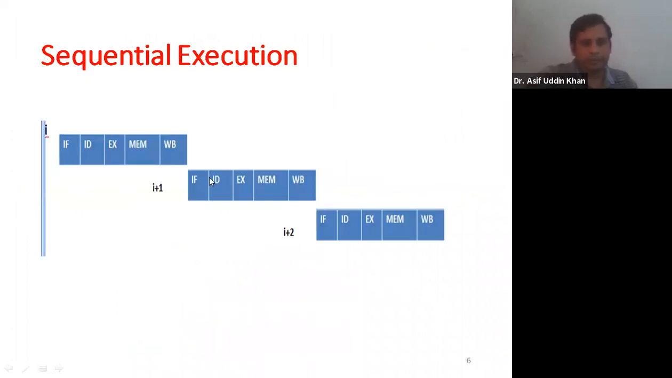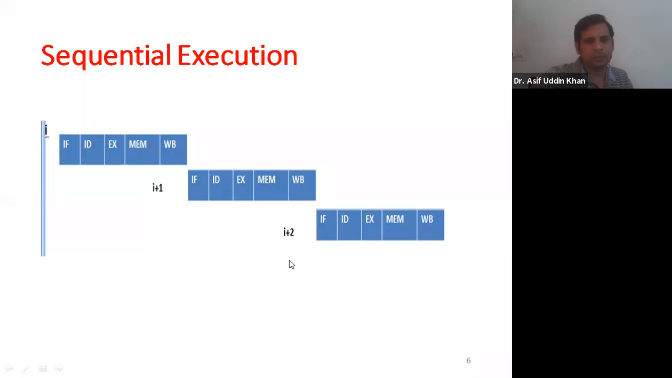So sequential execution. In this slide you can see how sequential execution of instructions is done. We know that 5 stages are used in the execution of an instruction in a RISC architecture. These are the 5 stages: IF, ID, EX, MEM, and WB. All the instructions have to pass through all these stages to complete their execution. Suppose we have three instructions: instruction I, instruction I plus 1, and instruction I plus 2.